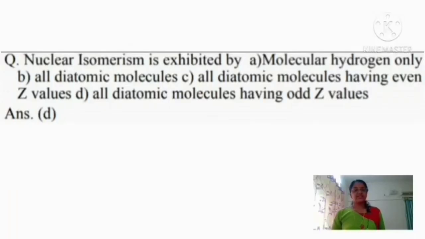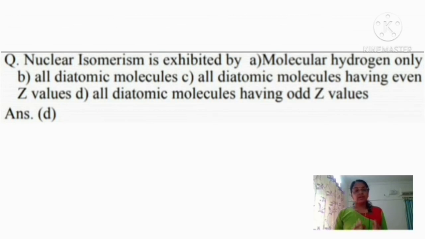Next, I have selected some important questions from this topic which have been asked in various competitive level exams. First question: nuclear isomerism is exhibited by. Options are given: molecular hydrogen only; all diatomic molecules; all diatomic molecules having even atomic numbers; and all diatomic molecules having odd atomic numbers. So the correct option is D, all diatomic molecules having odd atomic numbers.